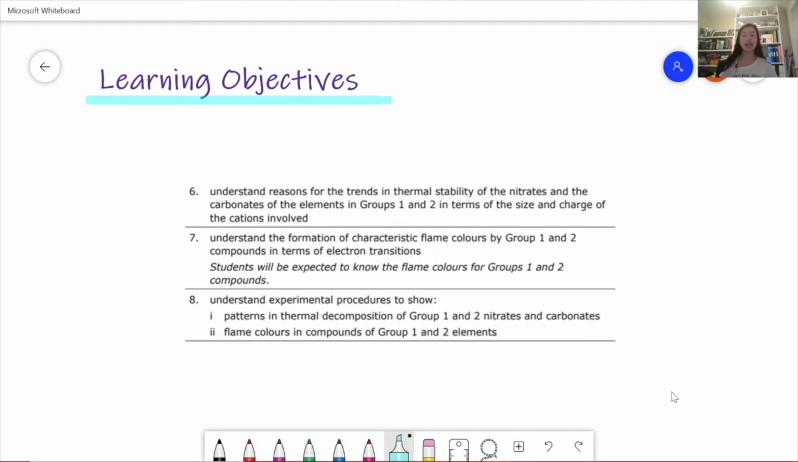Then we're going to understand the formation of characteristic flame colours by group 1 and 2 compounds in terms of electron transitions. And then we're going to understand experimental procedures to show patterns in thermal decomposition of group 1 and 2 nitrates and carbonates, and also flame colours in compounds of group 1 and 2 elements.